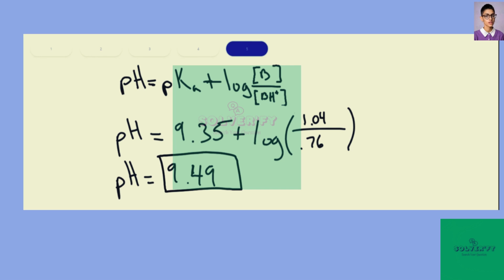Again, 0.005 moles of hydrochloric acid will not change the pH too much, especially in a buffer. That's the purpose of a buffer. But there you go, that's the answer to that question.